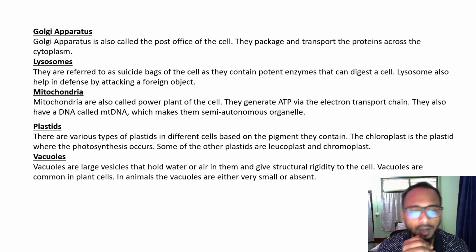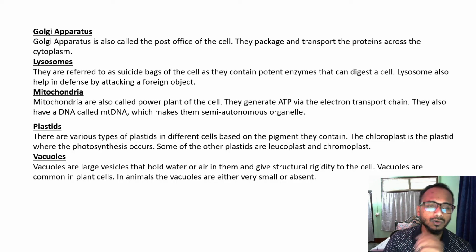Vacuoles are common in plant cells. In animals, vacuoles are either very small or absent. We are animals too. Human beings fall under the animal category. So in human beings, the vacuoles are either very small or absent. But in plants, vacuoles are very common. They are large vessels that contain water or air, and they give structural hardness to the cell. So that is it.